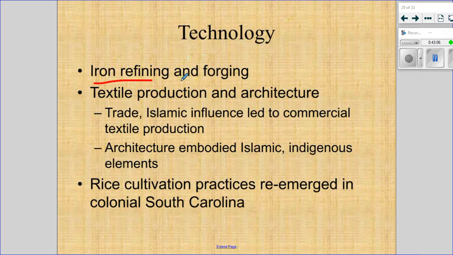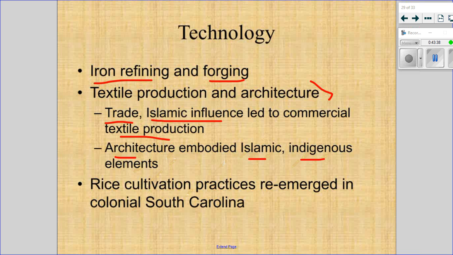Iron refining and forging was common. Textile production was important. And so trade across the trans-Saharan trade routes and those trade routes that link sub-Saharan Africa to Egypt and other North African civilizations led Islam to diffuse across those trade routes. Textile production becomes more important. You find Islamic and indigenous elements in the architecture.